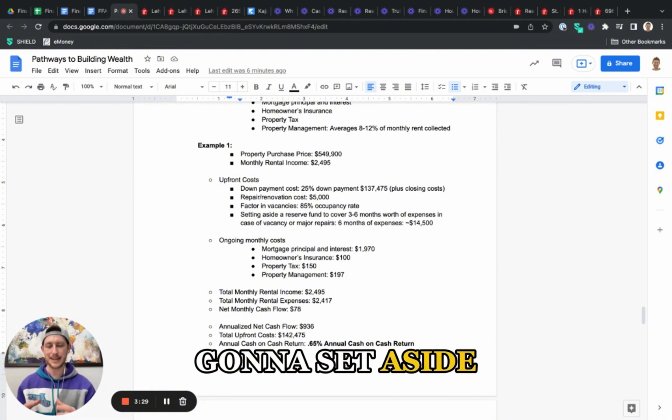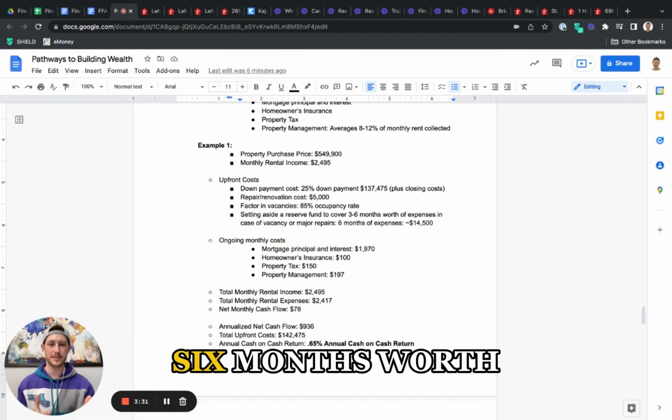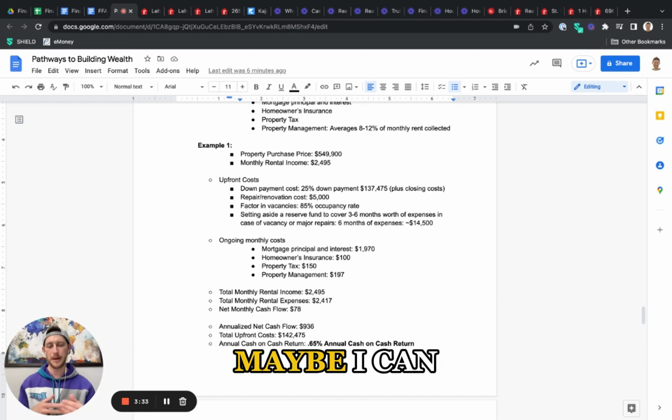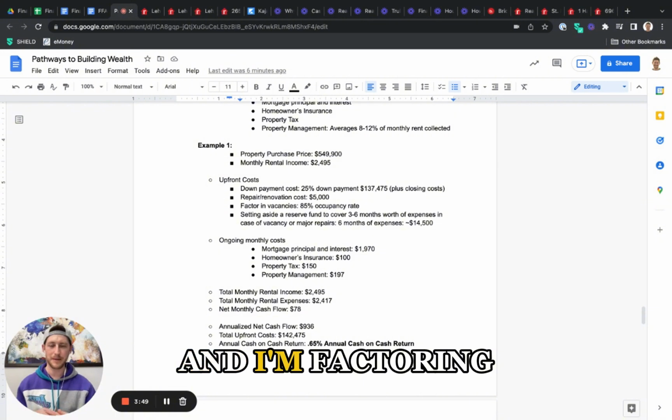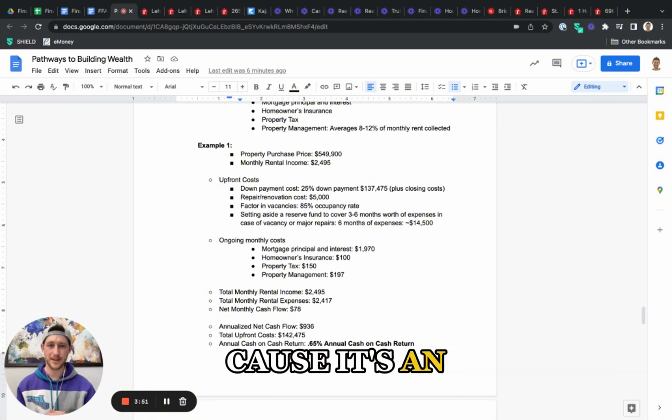And then I'm going to set aside a reserve fund of 3 to 6 months worth of expenses. Maybe I can start smaller and build that up over time with cash flow. That's going to be about $14,500 I'm going to have sitting ready for kind of an emergency fund for the property. All right, ongoing monthly costs. So my mortgage with that down payment, my mortgage on that property, and I'm factoring in a 4% interest rate because it's an investment property, is going to be $1,970.